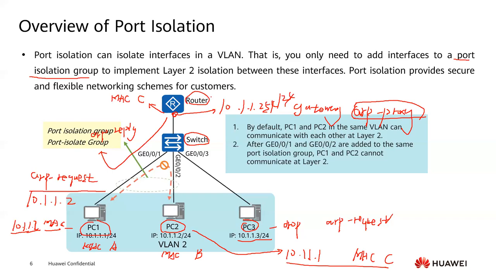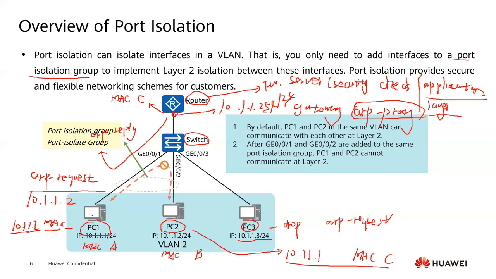And maybe, for example, this is not a router, this is a firewall, or another service. In this service, you can do some security checks. I mean, the check is not at the ARP layer, the check is in the application layer. By checking the application layer, you can decide if they can communicate with the others. So that is the meaning of this function, ARP proxy.